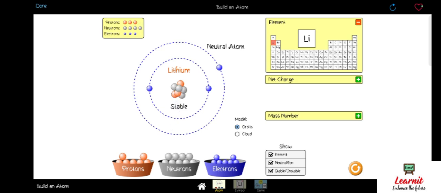Usually lithium will have 4 neutrons and 3 protons. Depending upon the number of neutrons, the atomic mass will differ. As you can see here, these panels show the number of protons and number of neutrons, which give the atomic mass of an atom. The number of protons and neutrons collectively is known as the atomic mass number. So this is how the atom forms.